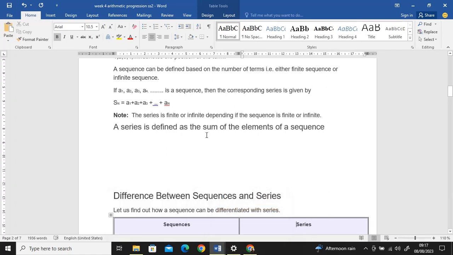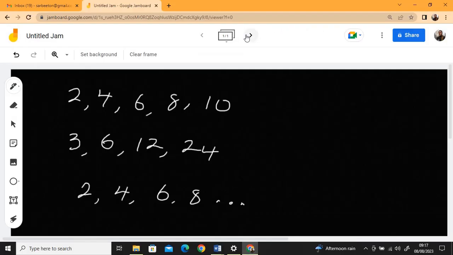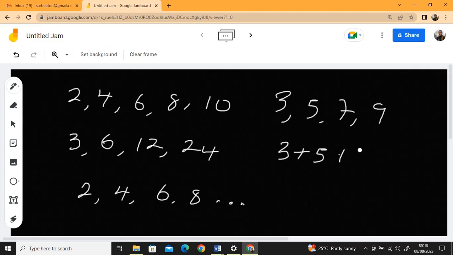A sequence are those numbers, the rules they give you in that number. They may ask you, okay, write, then somebody can write something like this: 3, 5, 7, 9. You can see when you look at these numbers, there is something that is common here. It means the person added 2 to this 3, making 5, added 2 to 5, making 7, added 2 to 7, making 9. Now this is a sequence of numbers. Now when you add all these numbers up together, 3 plus 5 plus 7 plus 9, this makes a series. This is a series of numbers.